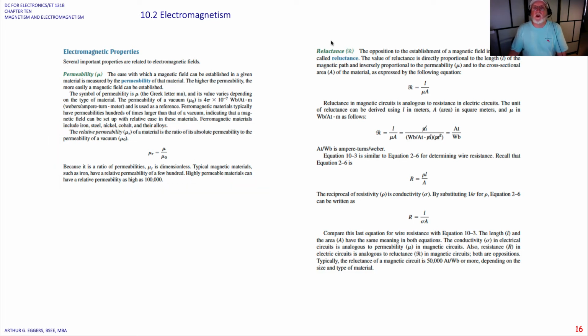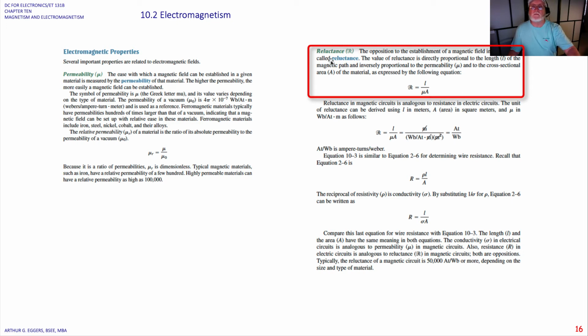Our next term, something called reluctance, a stylized R. The opposition to the establishment of a magnetic field in a material is called its reluctance. So if you're reluctant to do something, the more you're reluctant, the higher your reluctance.